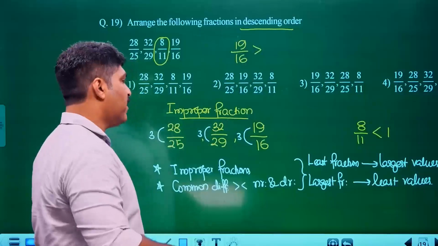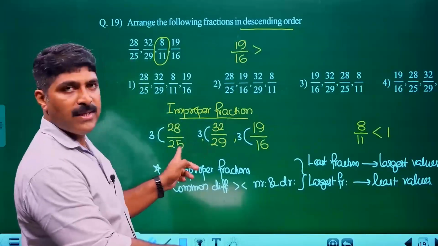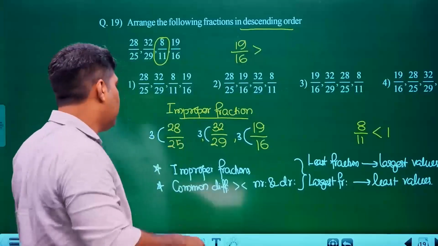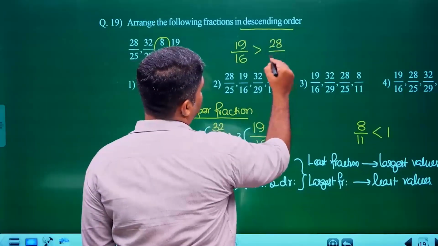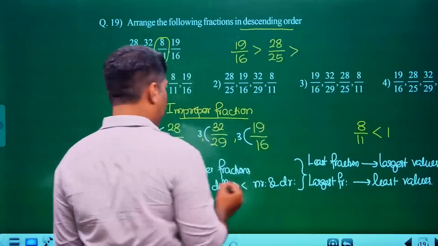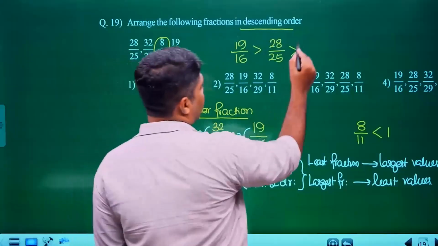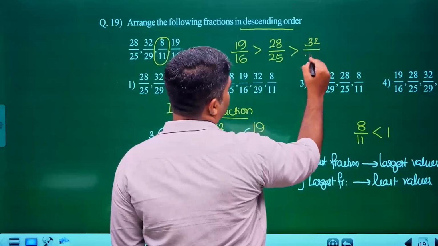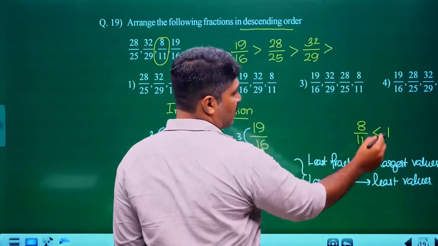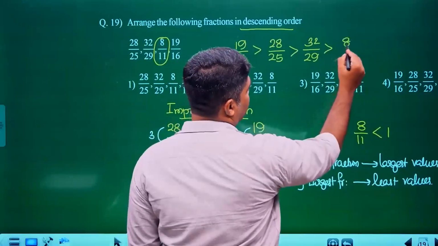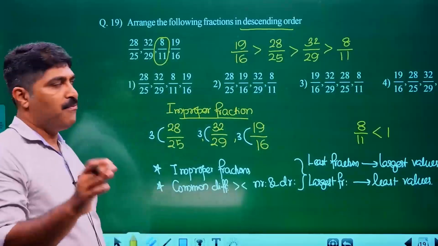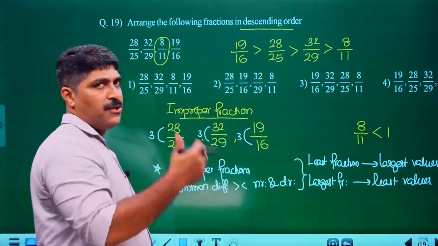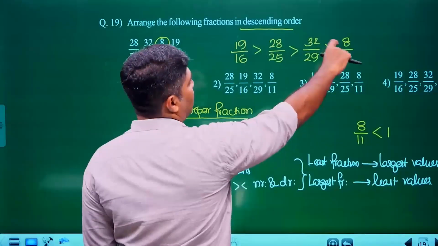Then the second one, out of these two, which contains the least number comparatively, is the first one, 28 by 25. Then obviously this is 32 by 29. And the least among them, we already concluded, is 8 by 11, the only proper fraction in the given set. So this should be the order.